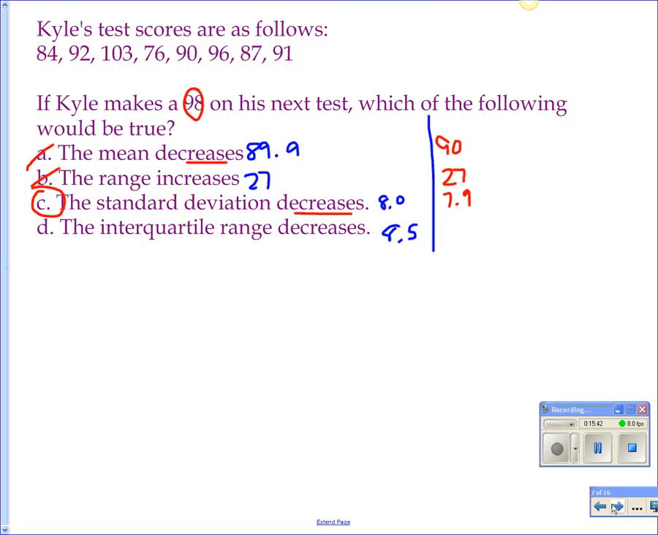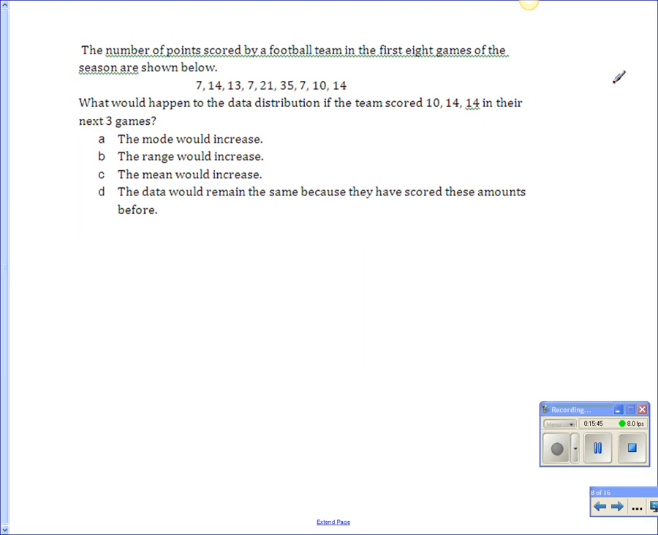Okay. All right, the number of points scored by a football team in the first 8 games of the season are shown below. What would happen to the data distribution if the team scored 10, 14, 14 in their next 3 games? A, the mode would increase. B, the range would increase. C, the mean would increase. D, the data would remain the same because they have scored these amounts before. All right, so once again, we're going to go to stat, put in our numbers: 7, 14, 13, 7, 21, 35, 7, 10, and 14. You can pause if you need more time.